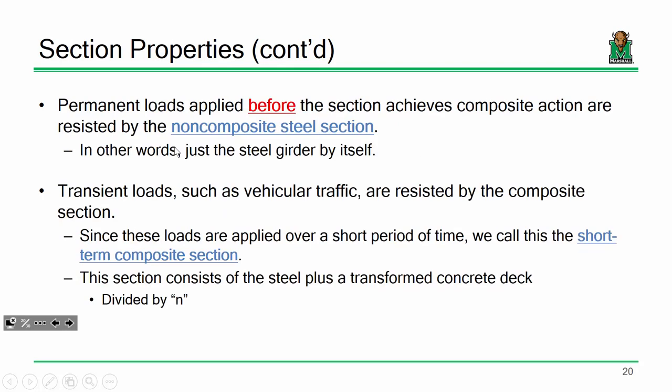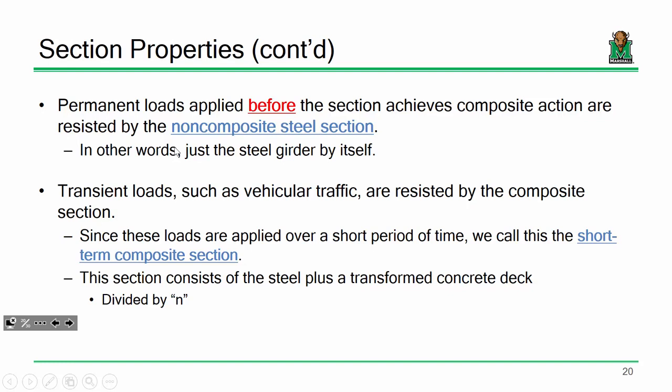Now, the permanent loads that are applied before the concrete cures, before we get composite action, have to be resisted by the steel beam by itself. So that's section number one, the non-composite steel section, just the steel section by itself. Okay? The transient loads have to be resisted by the composite section, the steel and the concrete acting together. When I drive a truck on the bridge, the deck and the girder are acting together to resist that load.